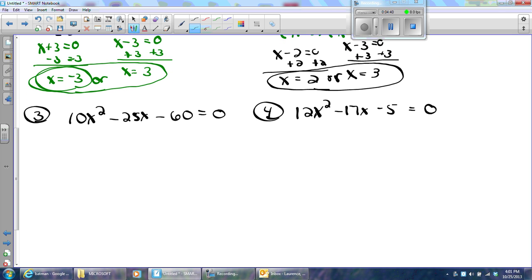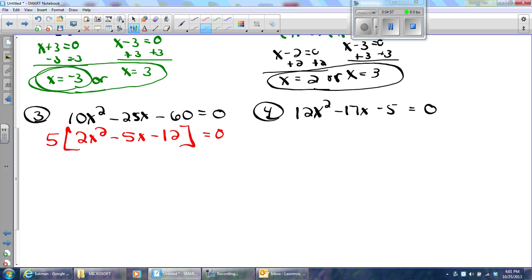Okay, number 3. I'm getting ready to factor, but you know what I notice? I notice 10, 25, and 60. I see a GCF of 5. I'm going to pull a 5 out. I'm going to be left with 2x squared minus 5x minus 12, and it's going to equal 0.